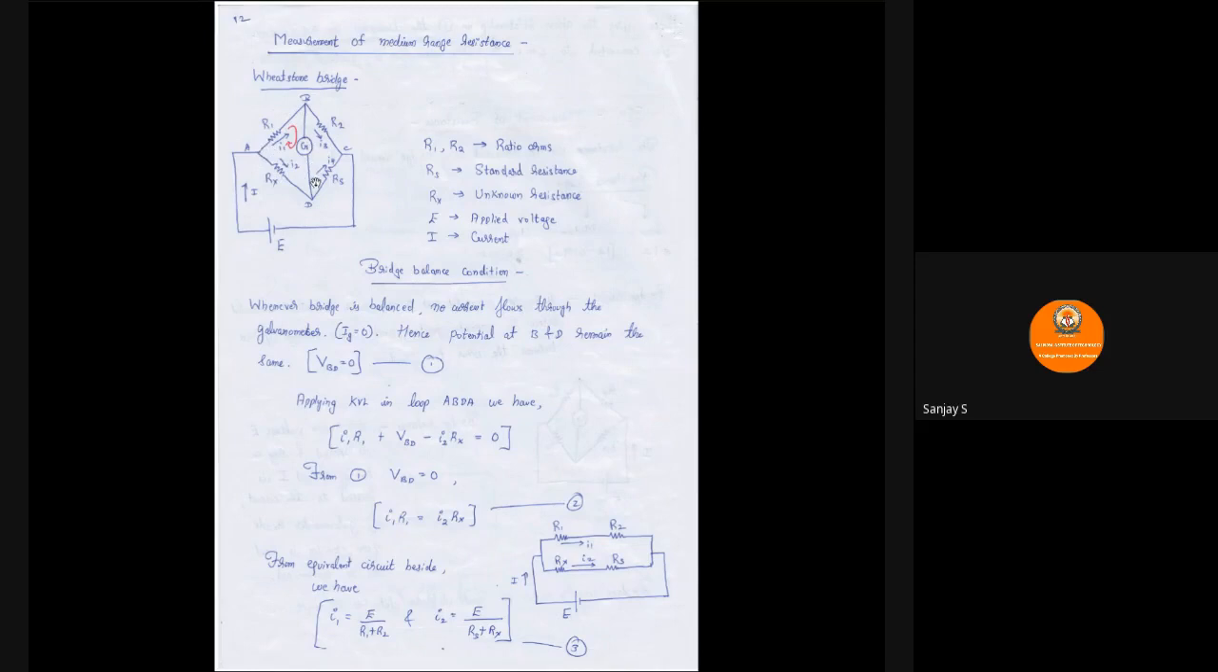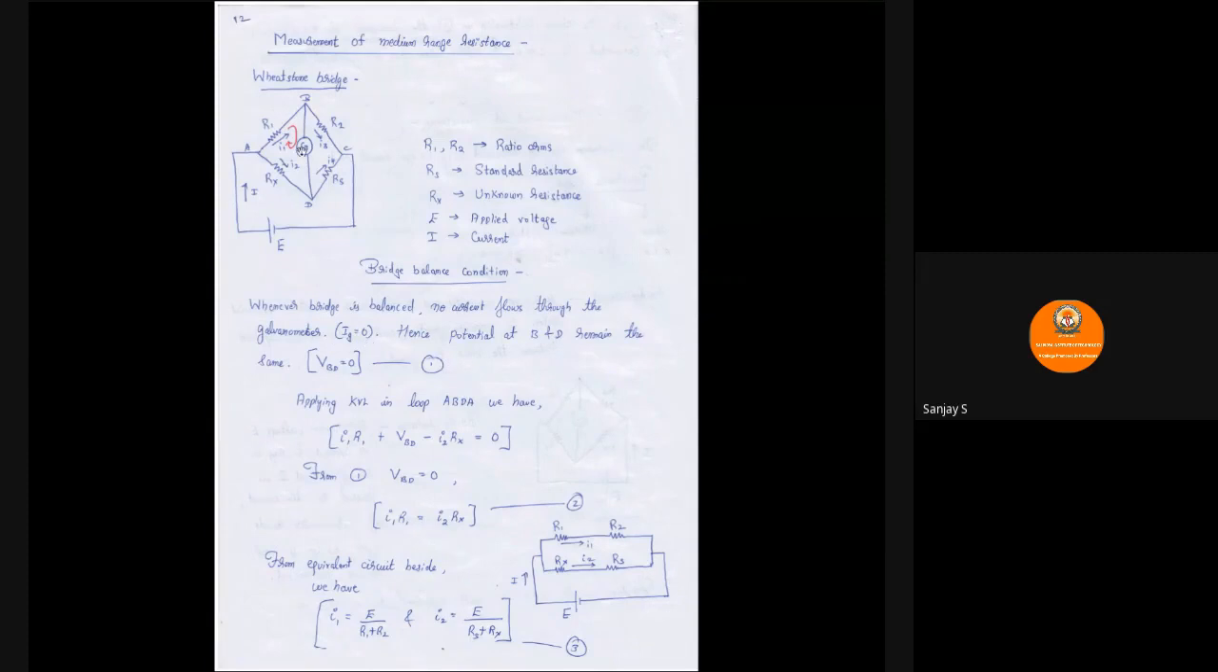So now let us derive the bridge balance condition. We already said that the bridge is said to be balanced when current flowing through the galvanometer is 0. So we'll have to derive a condition for that. Okay, let us start with this. When the bridge is balanced, no current flows through the galvanometer. So Ig, if we take it as galvanometer current, it should be 0.